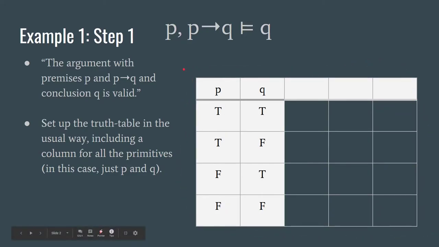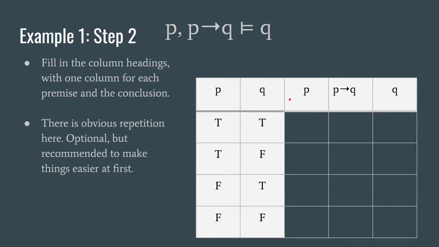So we start by setting up the truth table in the usual way. We know how to do this. We've practiced this quite a bit, so I'm not going to go over this. If you're unsure about this, see the previous videos. Now we'll fill out the column heads in a little bit of a different way. One column for each premise and the conclusion.